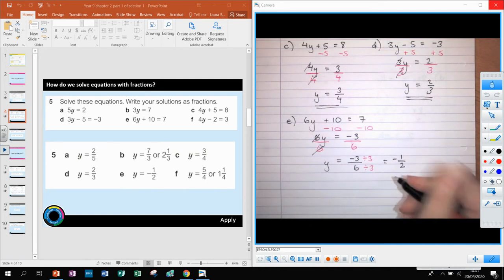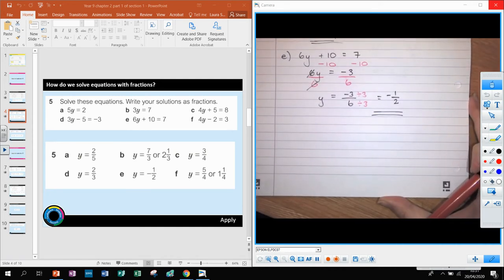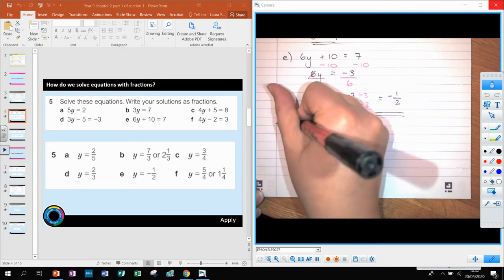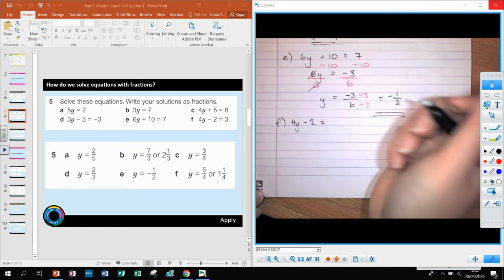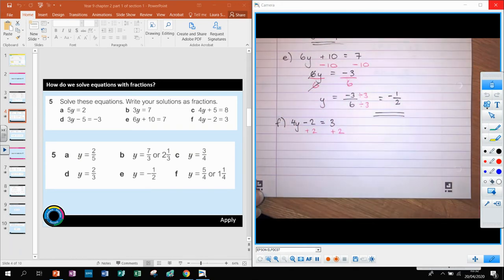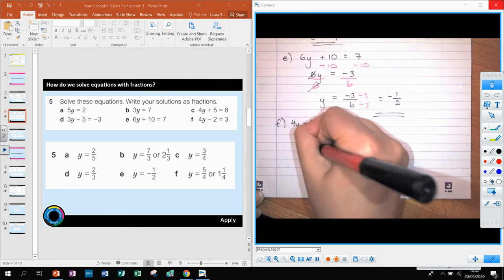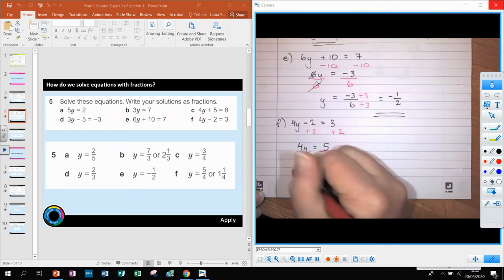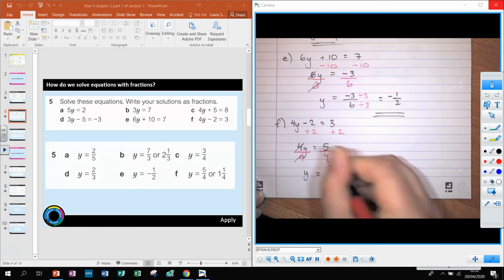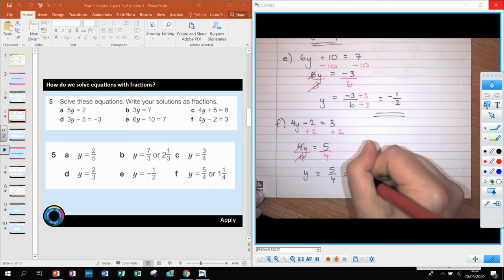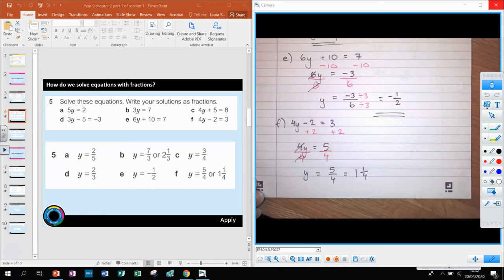Okay? And that brings us to our last one, which is part F, which is 4y minus 2 is equal to 3. Okay, so we're going to add 2 to both sides, and that's going to give us 4y is equal to 5. You can then divide by 4, leaving you with y is equal to 5/4. But of course, we need to make that into a mixed number. 4 goes into 5 once, with a remainder of 1/4. And we get 1 1/4.